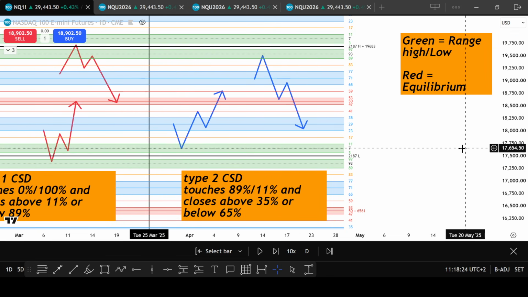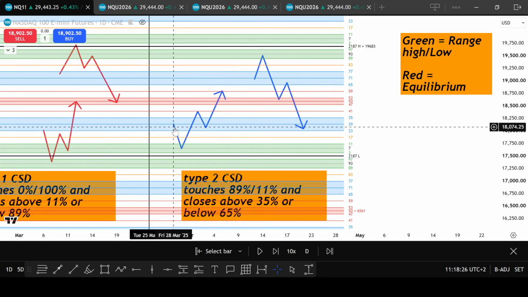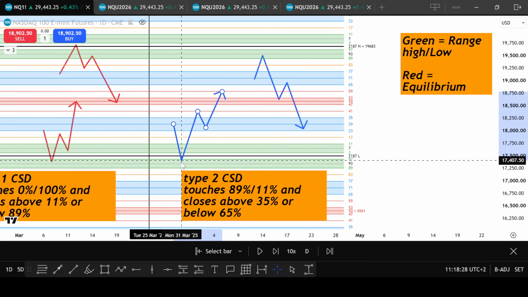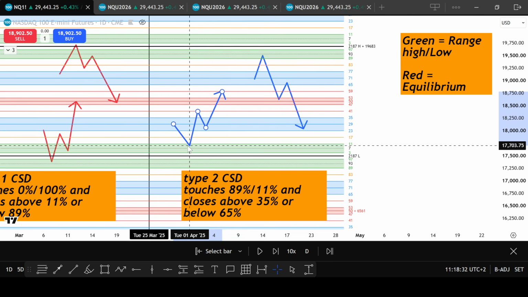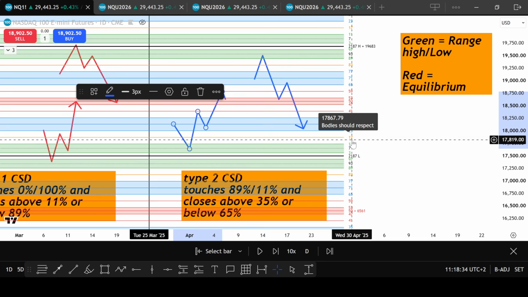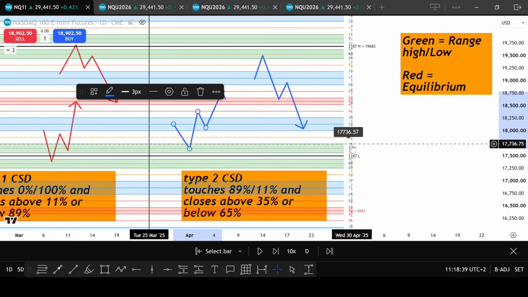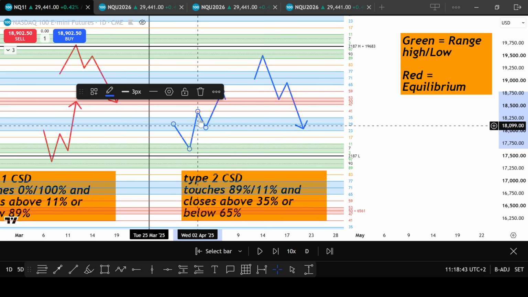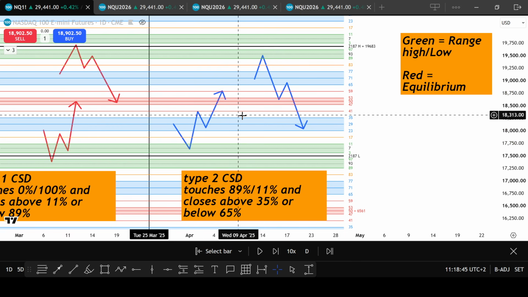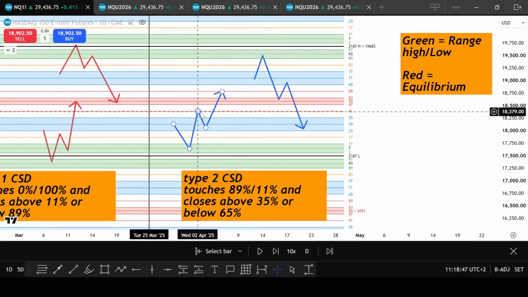So now let's move on to the type 2 CSD. The type 2 is when we fail to reach the 0% here, right? We don't quite reach the full 0, but we do reach the 11%. We can also touch the 7 or the 3. It does not change anything. As long as we touch the 11 with a wick or a body, that is valid. After that, we need to close above the 35%. Once we close above the 35%, we have confirmation of a type 2 CSD, and the same rules apply.